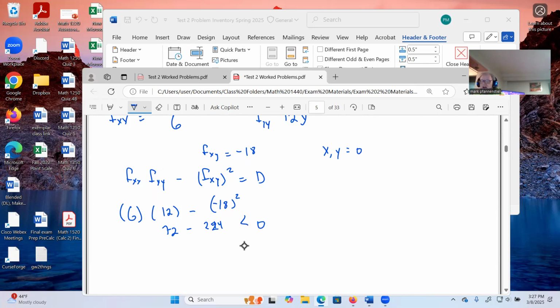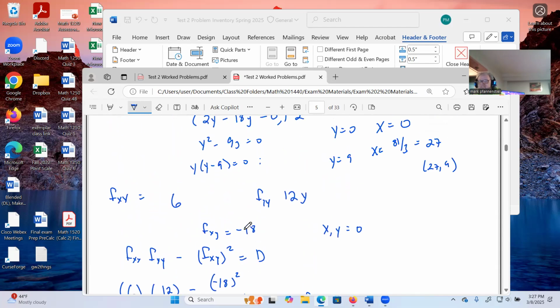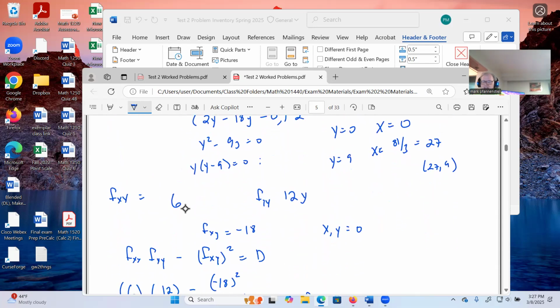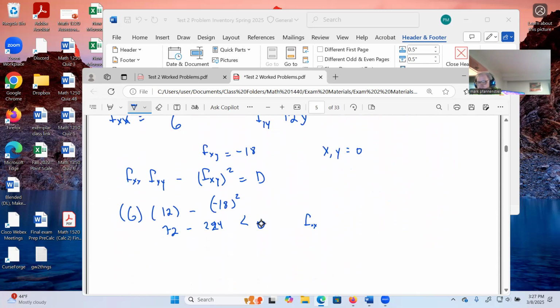The fxx in this case, not that we really need to know, is 6x. So at zero, this was also equal to zero. Okay, so let's see what happens next.